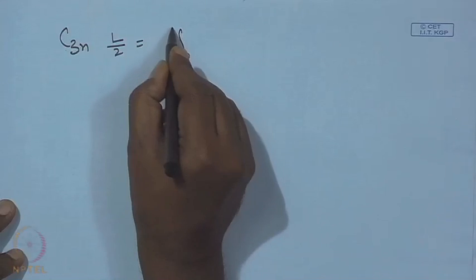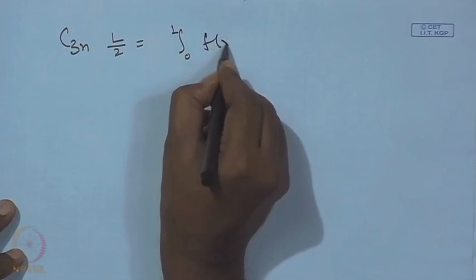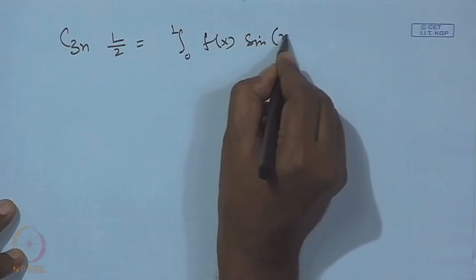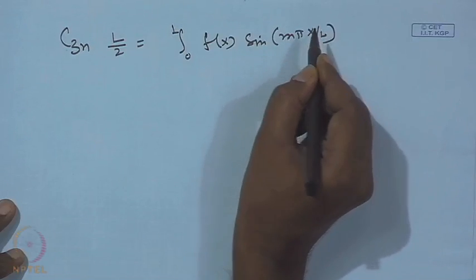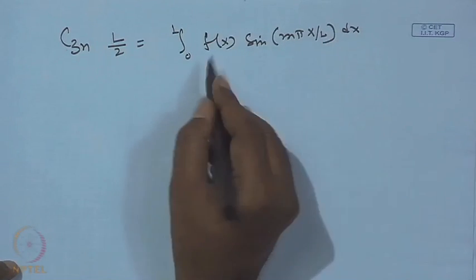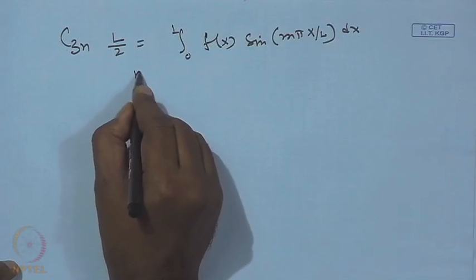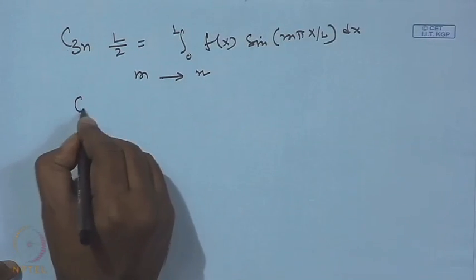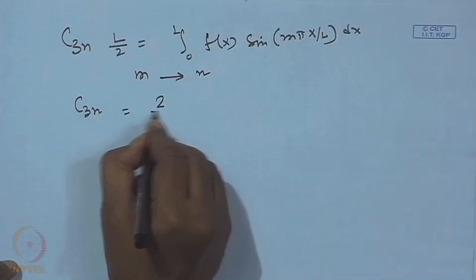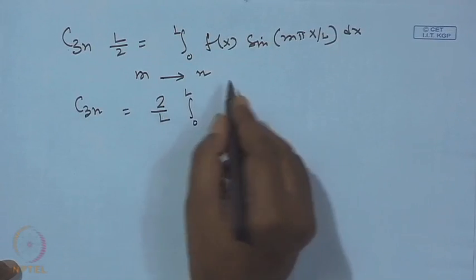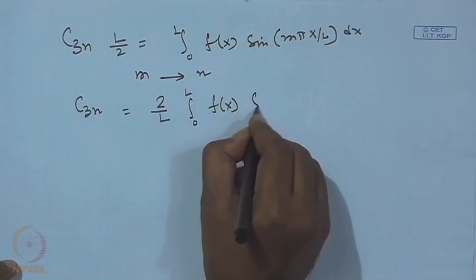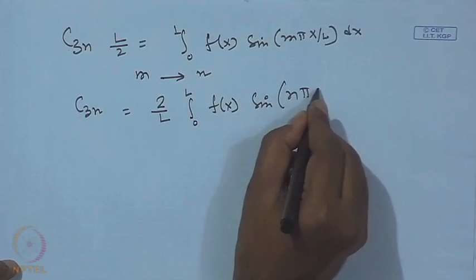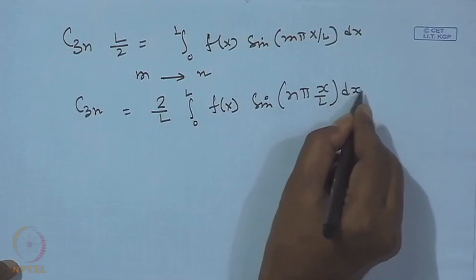So, we will be getting C3n multiplied by L by 2 is equal to the integral from 0 to L of f(x) sin(mπx/L) dx. And changing the index from m to n, we will be getting C3n is equal to 2 by L times the integral from 0 to L of f(x) sin(nπx/L) dx.